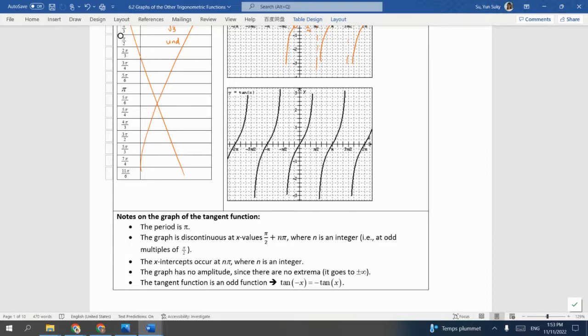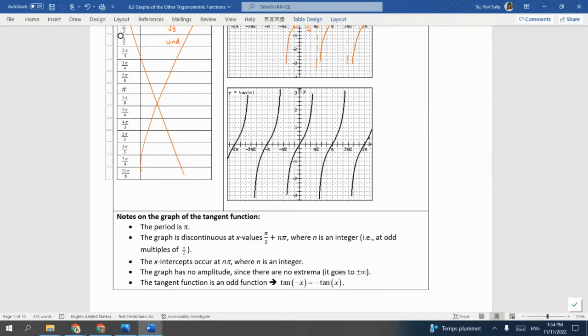Do you remember our sine? Is it an odd or even function? Odd. It passes through 0, 0, right? It's an odd function. Cosine is even. Therefore, if you take an odd function over an even function, you actually get an odd function. Right, everybody?